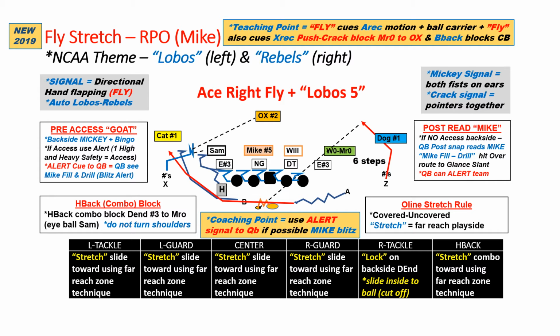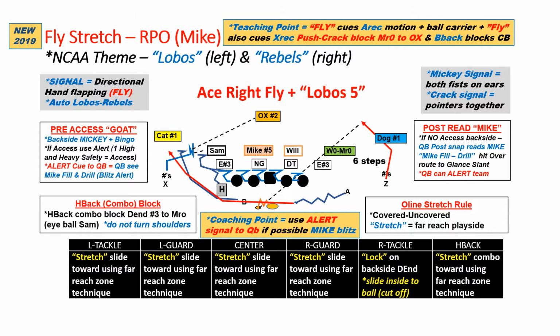This is our fly stretch. If we want to start to get what's called jet sweep or fly sweep, we simply add the signal of the directional hand flapping. We don't need to make any verbal call. It's automatically Lobos and Rebels. So the verbal would just be Lobos, for example, here. And then the back, the quarterback, and the A receiver who's in motion knows he is going to be the ball carrier now.